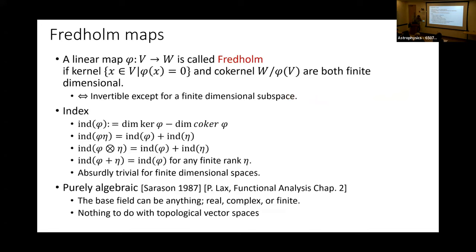So, perhaps this slide is not necessary, but if you find this object later useful, then I'll carry it back. The point is this. A linear map between any arbitrary vector spaces is called Fredholm if the kernel and the cokernel are both finite. The kernel is the part of the domain that is killed by the linear map. The cokernel is the codomain modulo what is filled by the map.